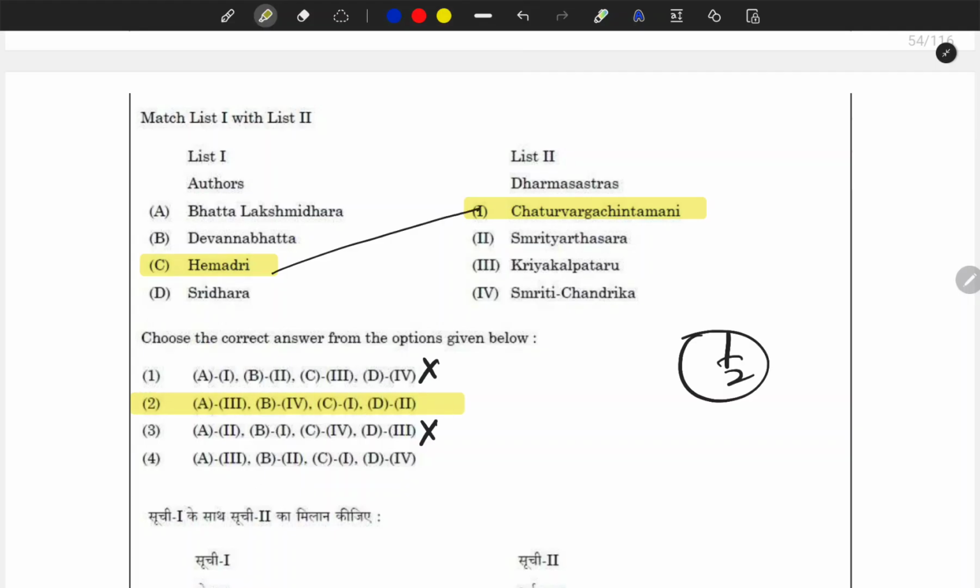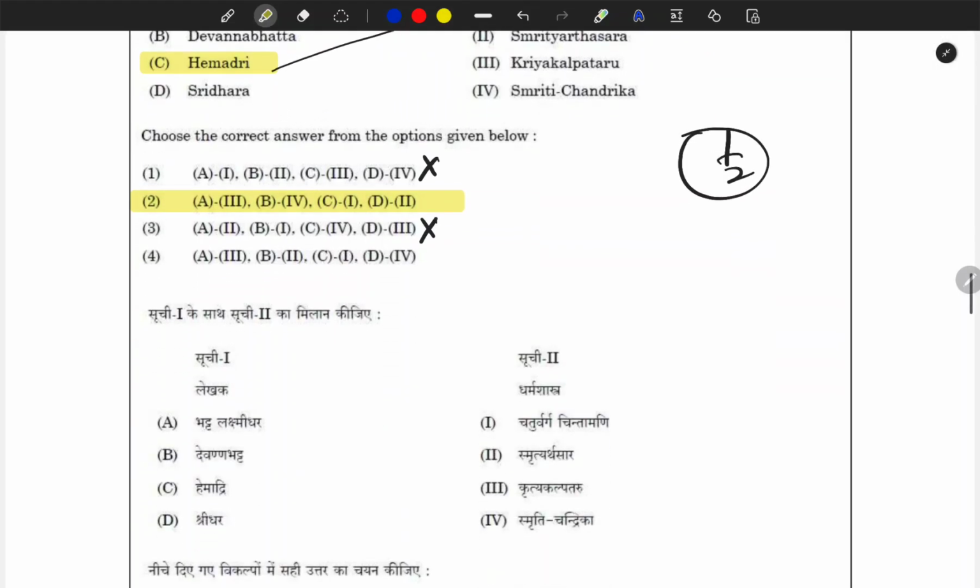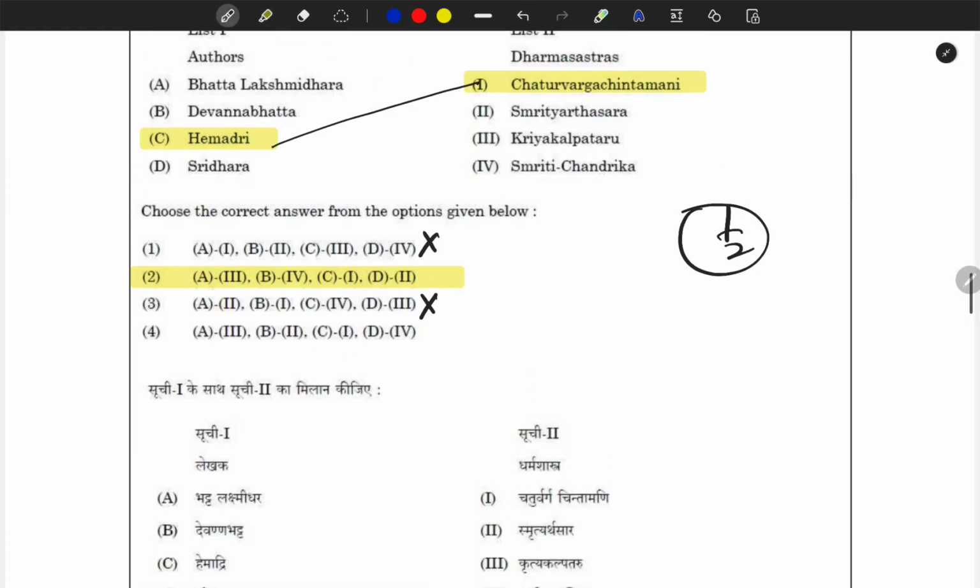I don't know whether I got it correct or not, but this is how I thought. So I'll place it in the difficult category again.